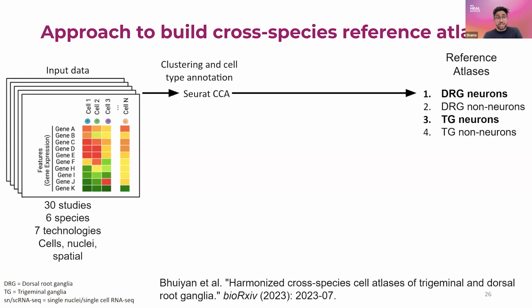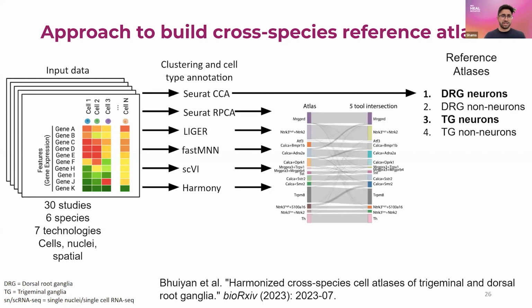For the purposes of generating a harmonized DRG and TG atlas, we took advantage of pre-existing tools. Briefly, we integrated data from 30 dorsal root ganglia or trigeminal ganglia studies using the Seurat CCA approach, and constructed a DRG neuronal atlas, a DRG non-neuronal atlas, a TG neuronal atlas, and a TG non-neuronal atlas.